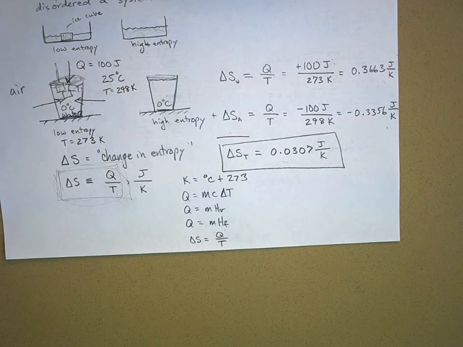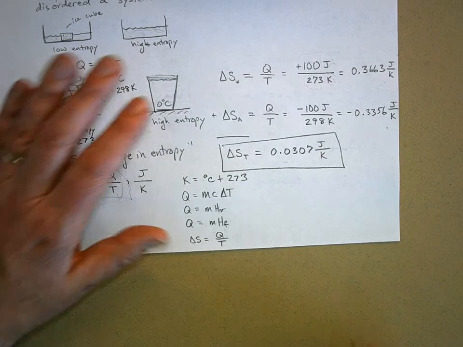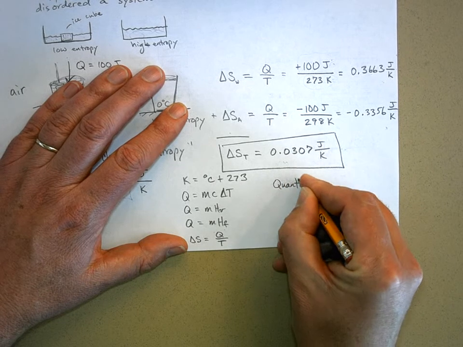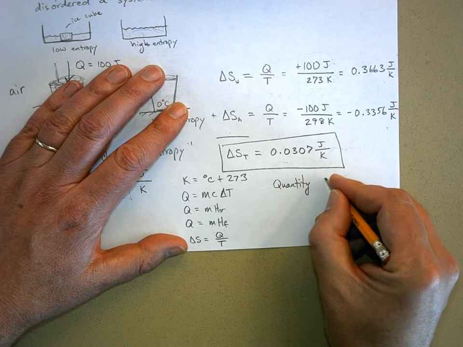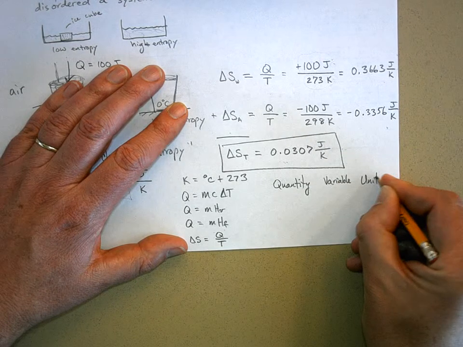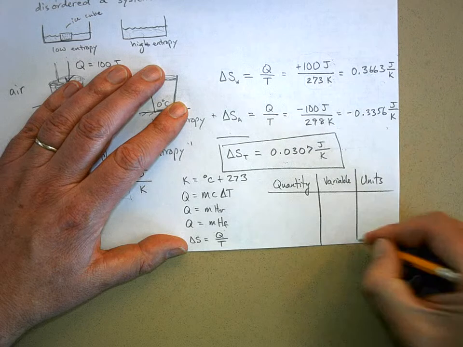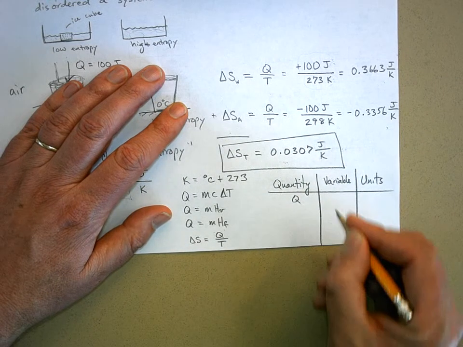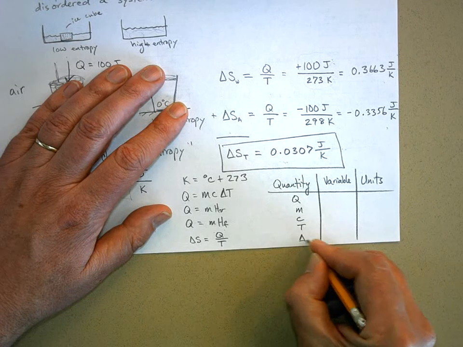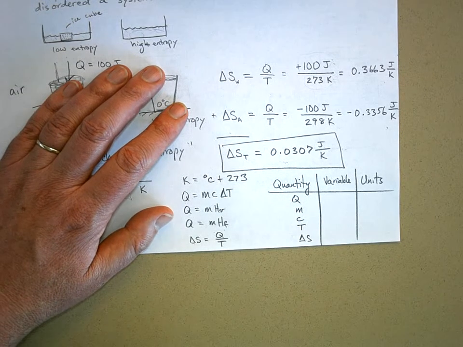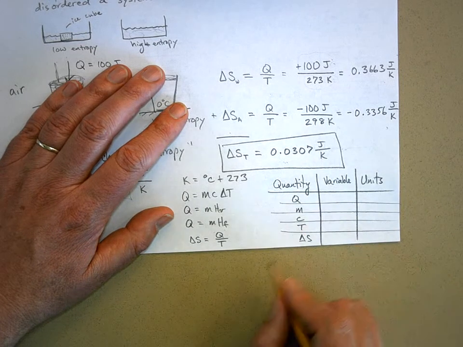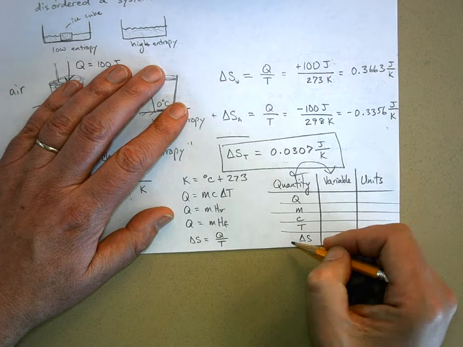Now for a quantity chart, what are you going to put? Well, quantity, variable, and units. Well, what do we got? We've got Q, M, C, T, and delta S. That's about it. Oh, shoot. Never mind. I put the variable instead of the name. So just switch these. I don't care. If you put the variable first and then the quantity name, I don't care.